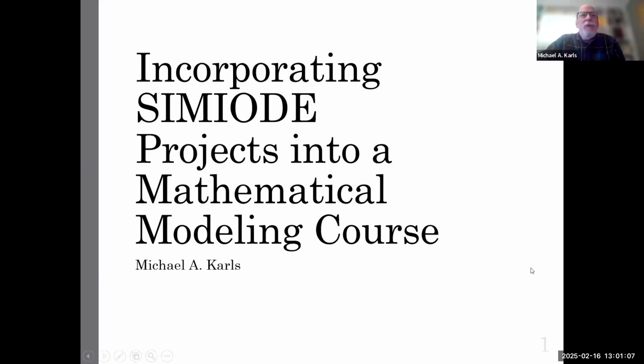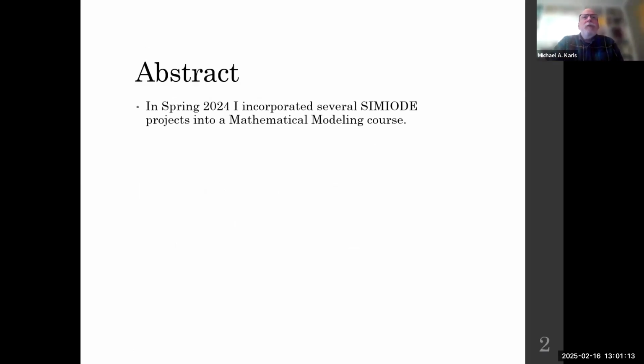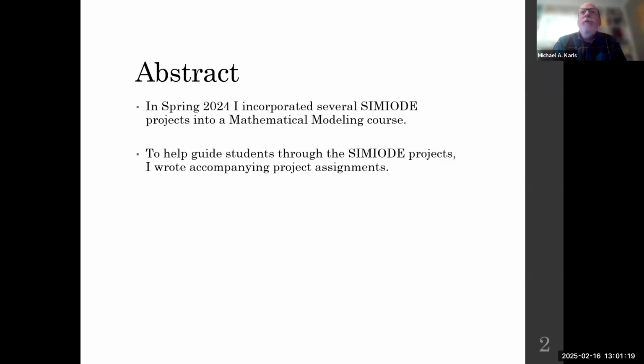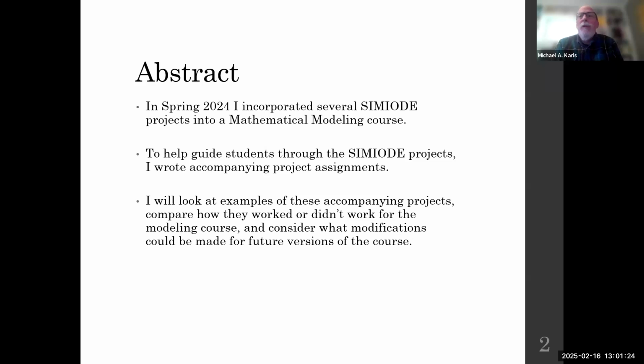Incorporating SIMIODE projects into a mathematical modeling course that I taught last spring. I incorporated several projects into a mathematical modeling course. To help students through SIMIODE projects, I wrote accompanying project assignments, and I'm going to look at examples of these accompanying projects, compare how they worked or didn't work for the modeling course, and consider what modifications could be made for future versions of the course.